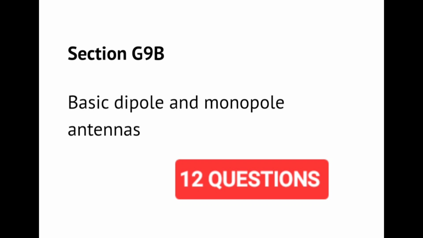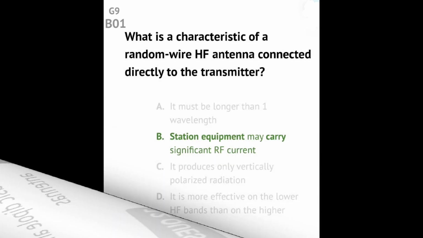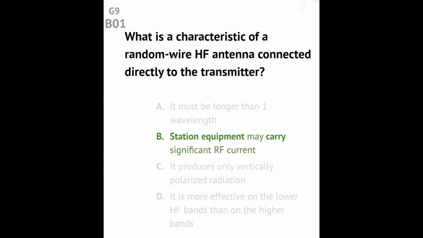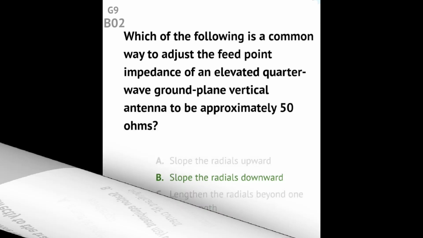Section G9B. Basic dipole and monopole antennas. Question G9B01. What is a characteristic of a random wire HF antenna connected directly to the transmitter? Answer: station equipment may carry significant RF current.